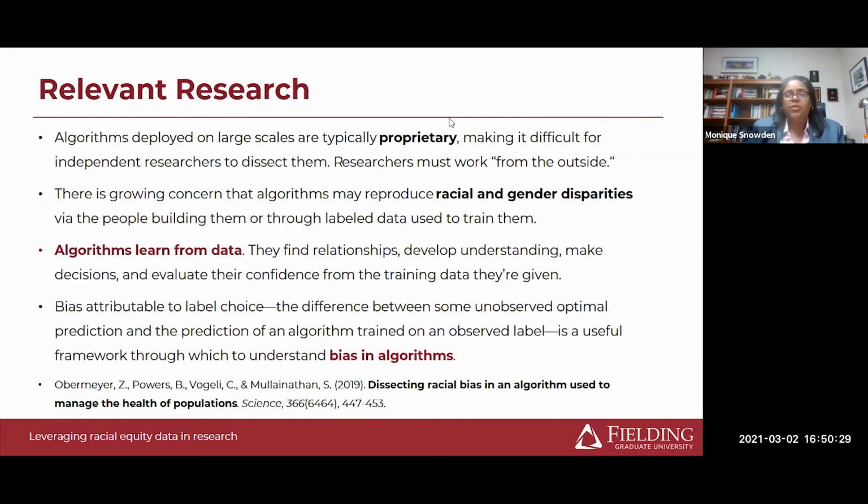And so this particular study talks about bias being attributable to how the data is being labeled. And here it makes this distinction between what might be an unobserved optimal prediction, meaning that something is predicting this without observation, and then how that might be different when the prediction of an algorithm is trained on something that is an observed label, and saying that this is a useful framework to try to understand biases in algorithms. How was this algorithm trained, right?